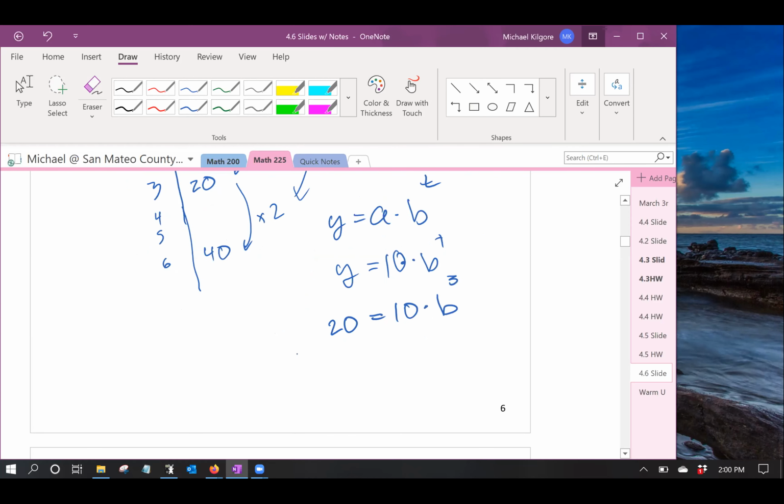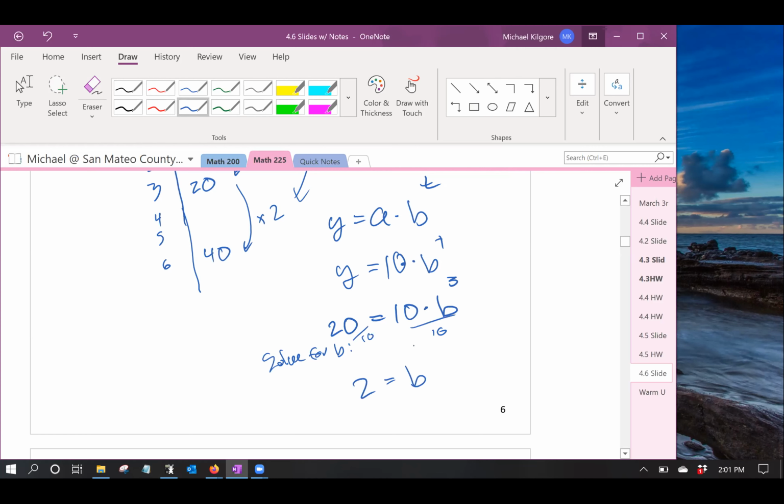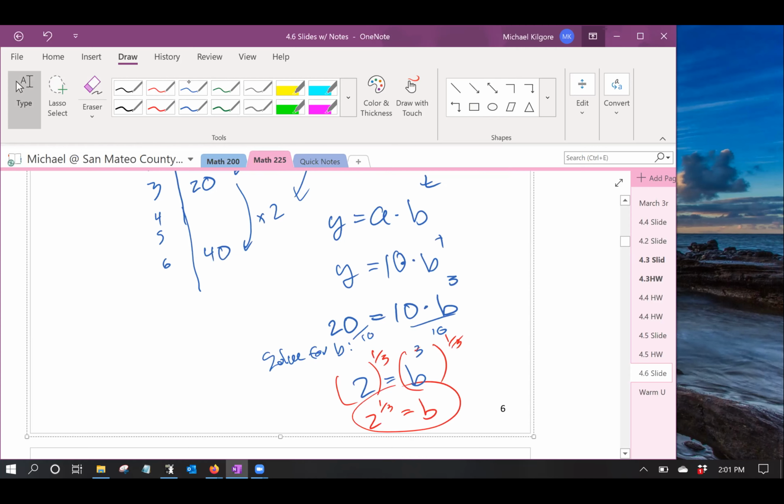So now I want you to solve for b. What would b be? You divide both sides by 10. You get 2 is equal to b cubed, okay? Now what are you going to do? In order to isolate b, you take the third root of both sides. Okay, and that would cancel this 3 out over here, and I would get that 2 to the 1/3 power is what the base must be for this function. Okay, so I get that f of t is equal to 10 times 2 to the 1/3 power to the t.